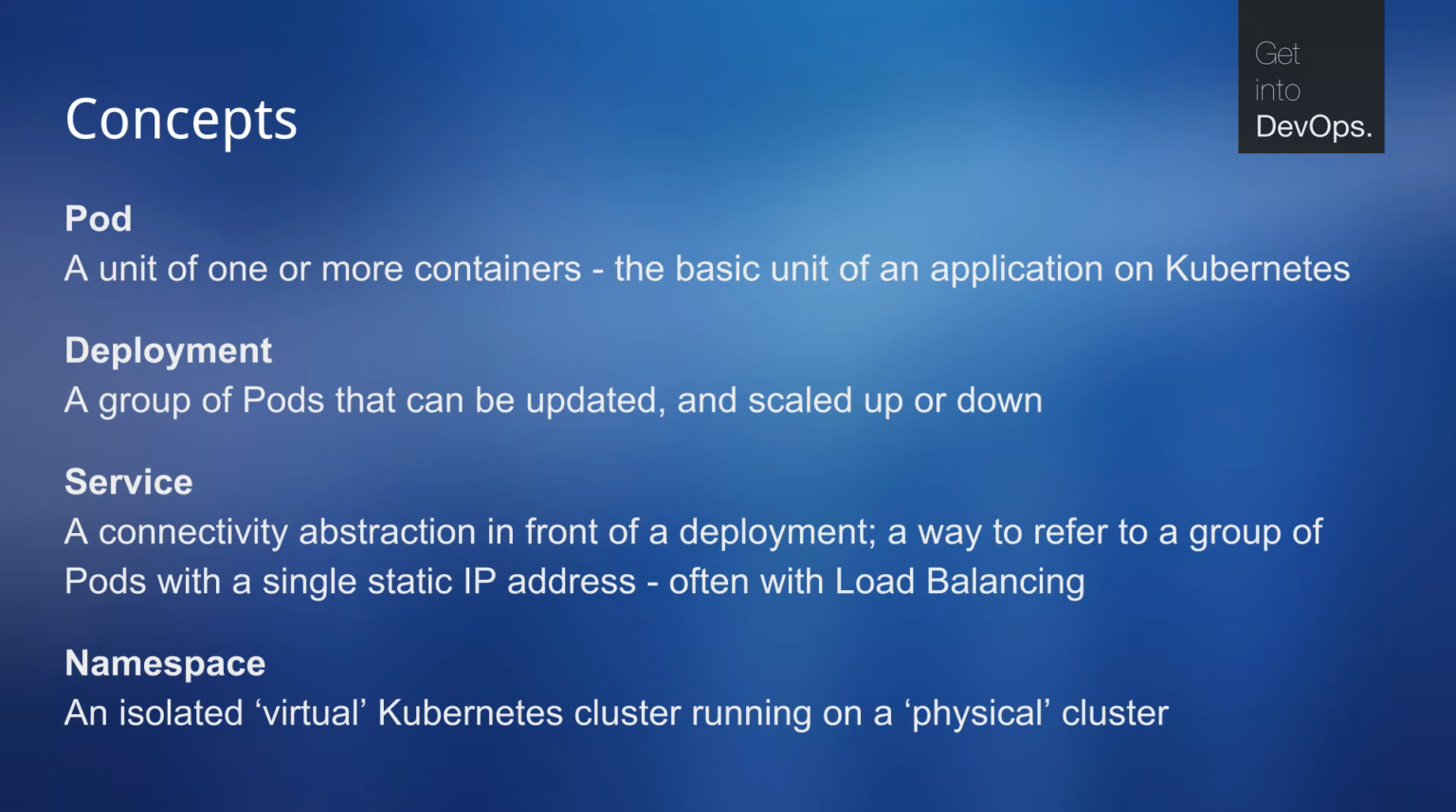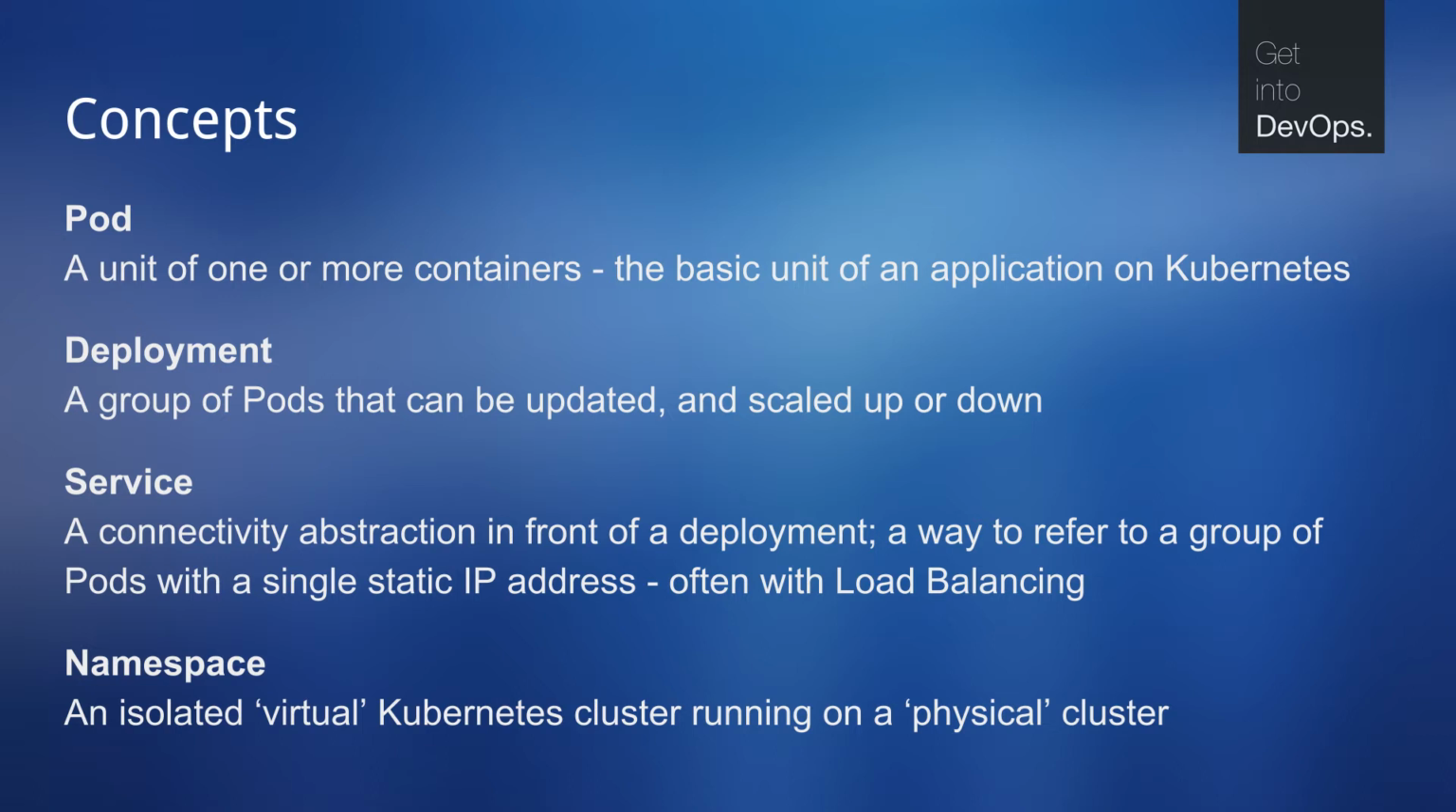A deployment is a way to launch and manage a number of identical pods. A deployment can be scaled up and down and updated whenever you want to deploy a new version of your application. A service in Kubernetes is a connectivity abstraction on top of a deployment. It's a way to refer to a group of pods with a single static IP address.